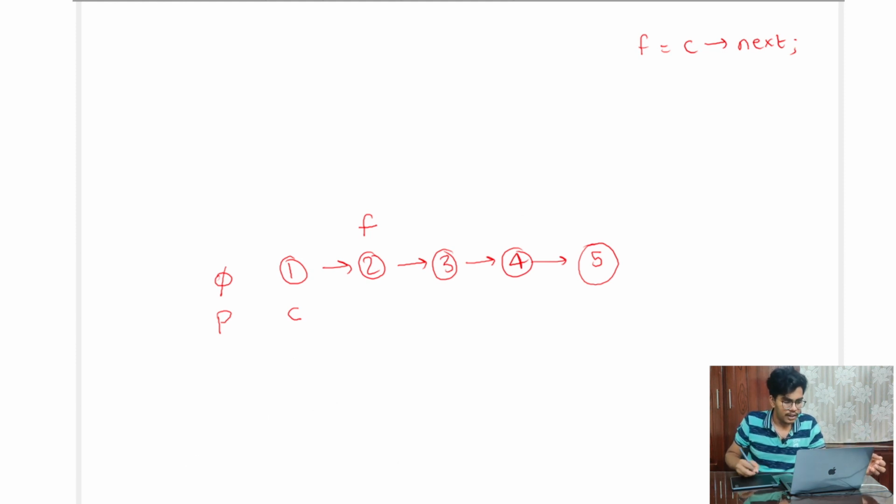Now the second thing is c dot next equal to previous. So what will happen in this case? My c dot next link goes away and a new link forms between c and the null pointer. So 1 is pointing to the null pointer now. Now I have to just move p, c and f one step right.